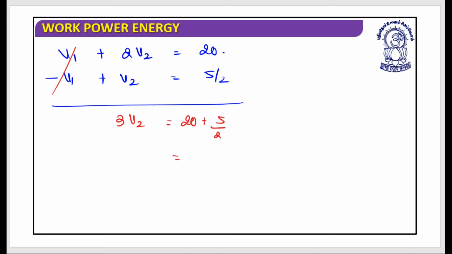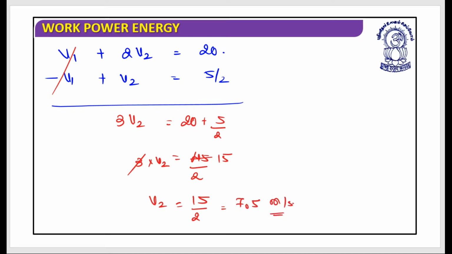which is 40 plus 5, that's 45 by 2. This equals 3 into v2, and from this v2 equals 3 5s are 15, so this is 15 by 2, which means it is 7.5 meter per second. I hope this is clear.